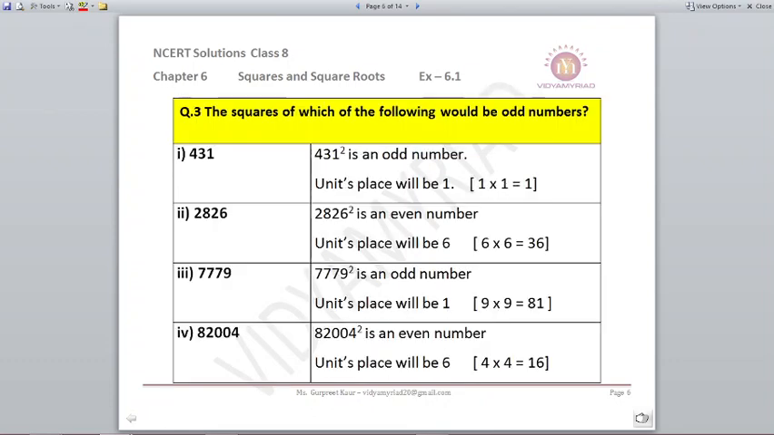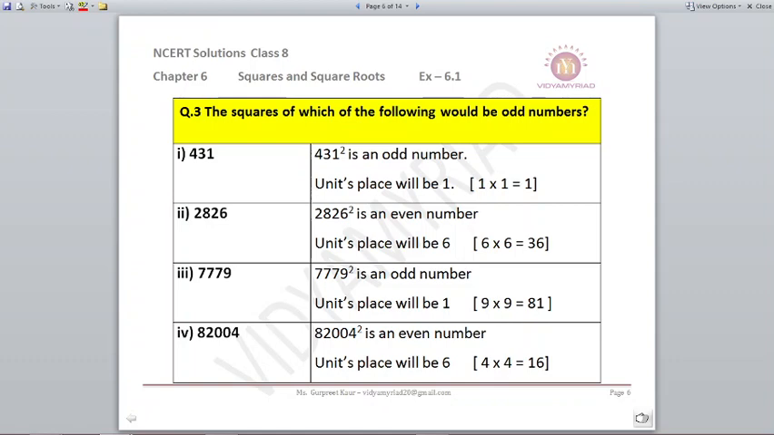Question number 3. The squares of which of the following would be odd numbers? So what is the question? We will square it. After squaring, we need to find out whether that number will be an odd number or an even number. So again, we are not going to multiply whole numbers like 431 into 431. We are not going to do that. We will just look at its unit place. What is in the unit place? 1. Now square it up. 1 into 1 is 1. So the number after squaring will end with 1. So if a number is ending with 1, it means it will be an odd number.